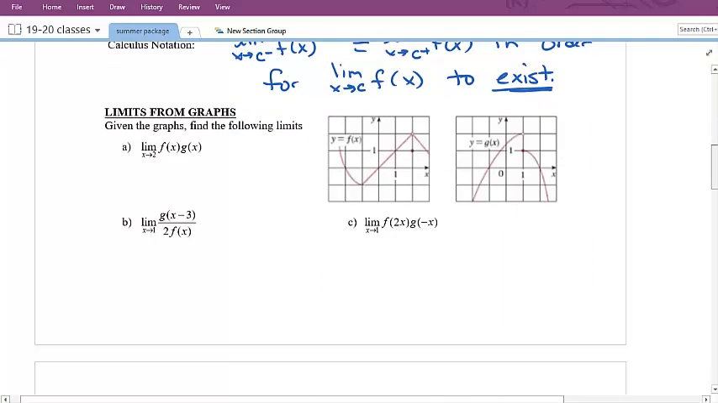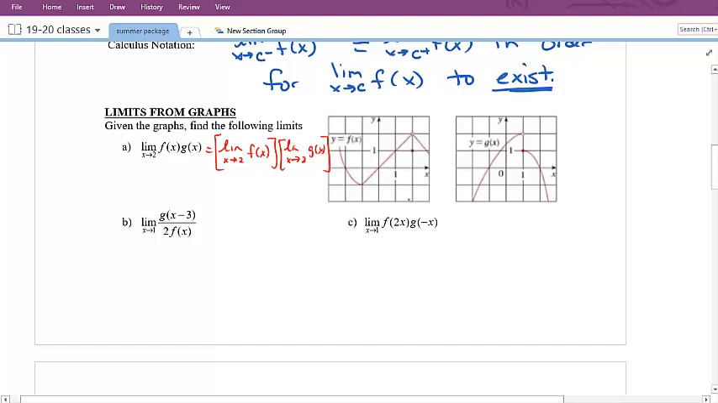Okay, so here's some graphs I gave you. Let's take a look at trying to find the following limits. If I have the limit of f of x times g of x, we can actually split that up into 2 separate limits. So you can just calculate the limit of f of x as x approaches 2, and g of x, and we just multiply those together.